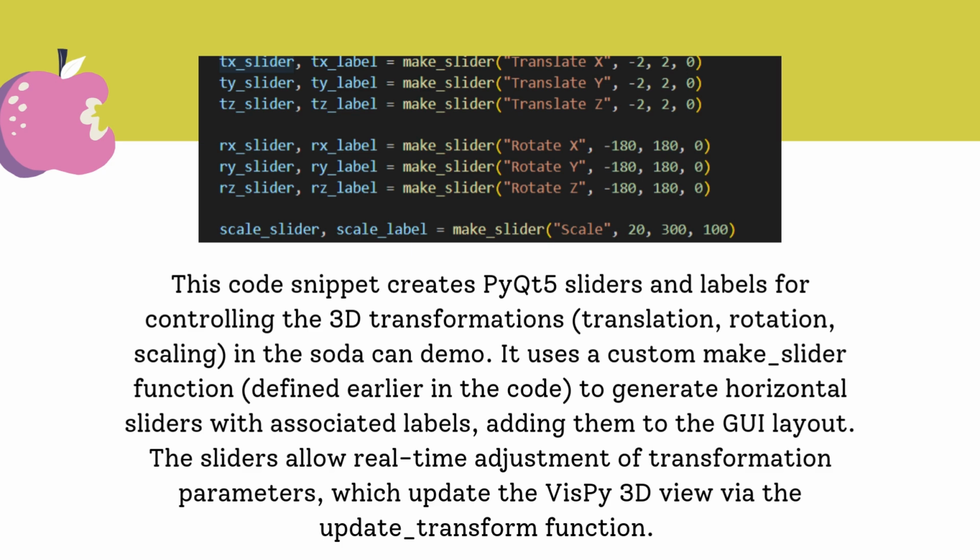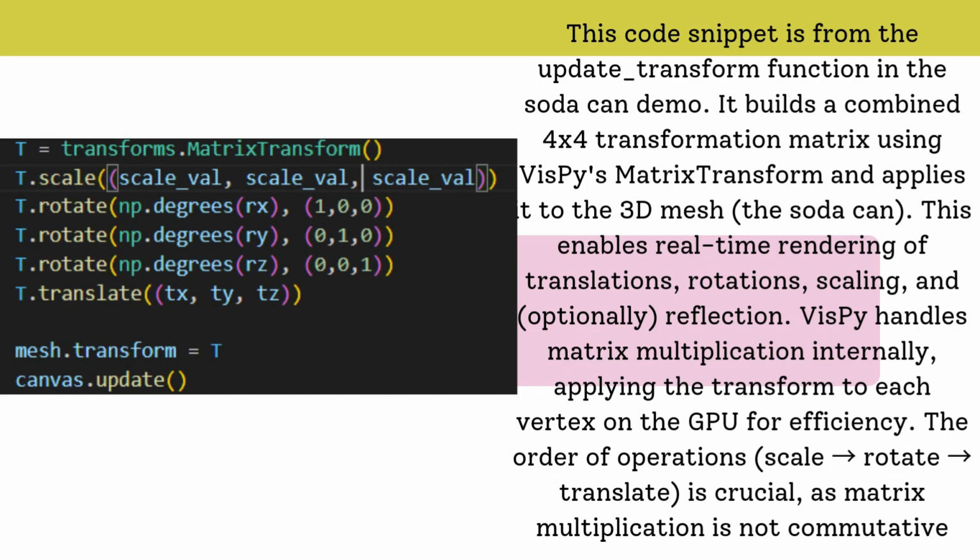For the next slide, now we will be using the PyQt5 sliders and labels for controlling the 3D transformation. It uses a custom make slider function defined earlier to generate horizontal sliders with associated labels, adding them to the GUI layout. The sliders allow real-time adjustment of transformation parameters, which update the VisPy 3D view via the update transform function. So we have these transform matrices.